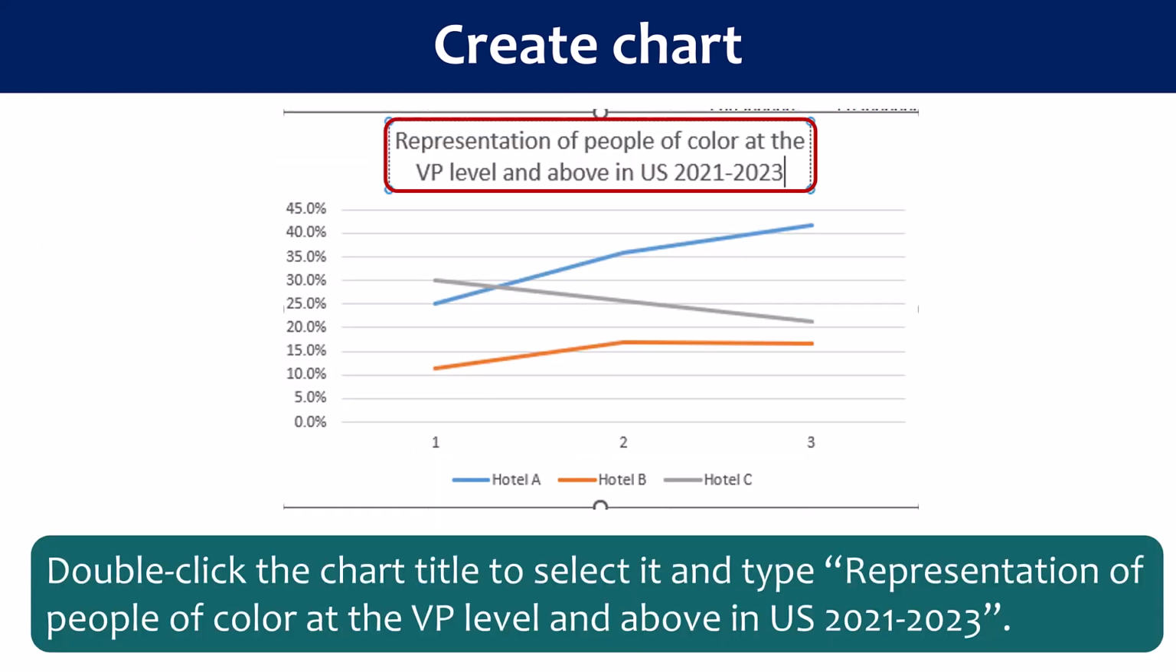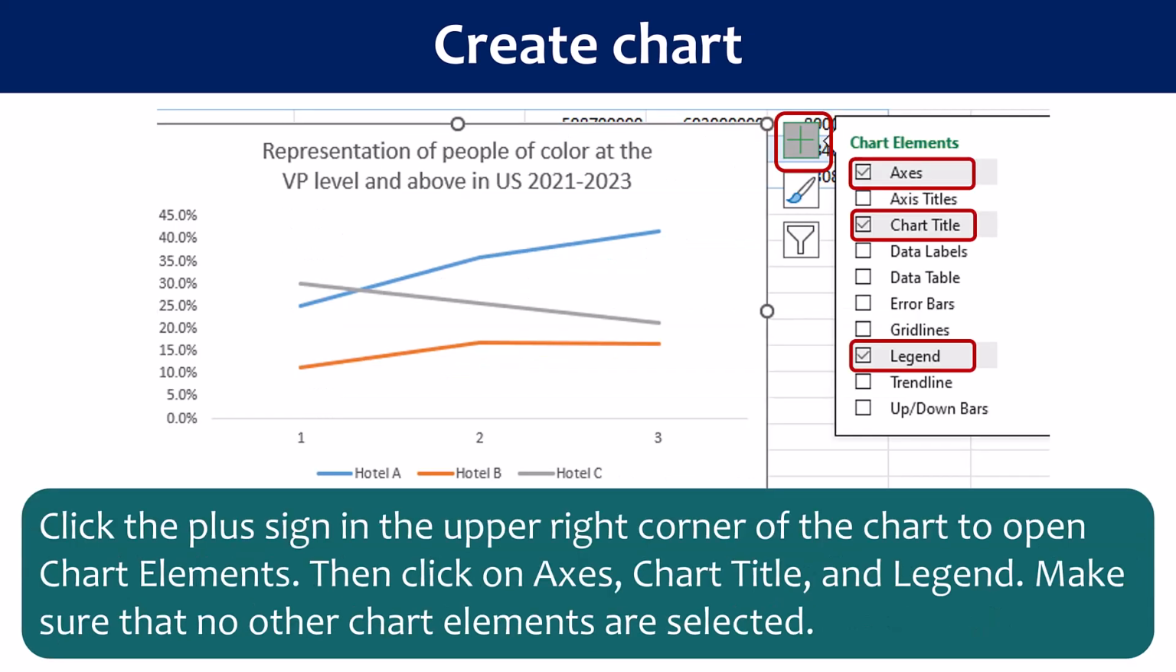Double-click the chart title to select it and type Representation of People of Color at the VP level and above in U.S. 2021 to 2023. Open the plus sign in the upper right corner of the chart to open Chart Elements. Then click on Axis, Chart Title, and Legend. Make sure that no other chart elements are selected.